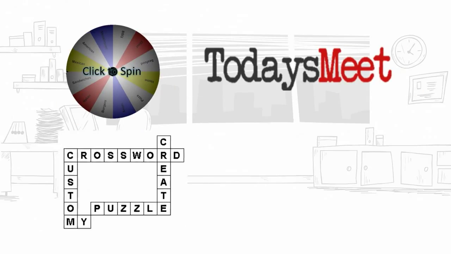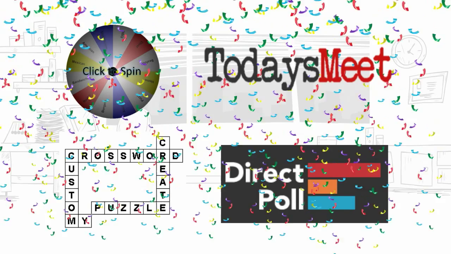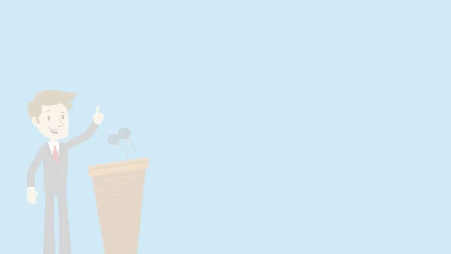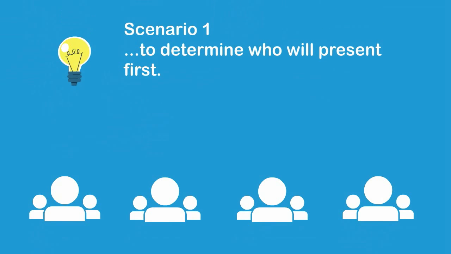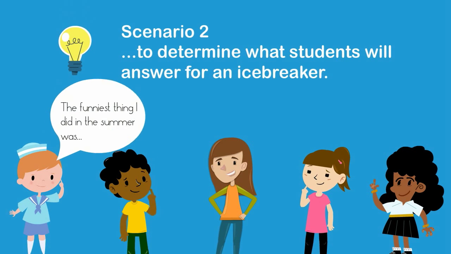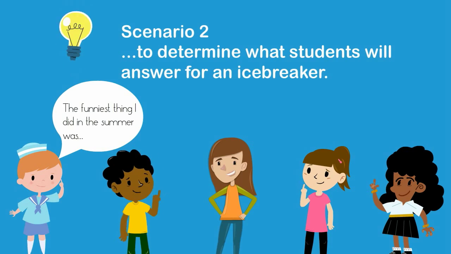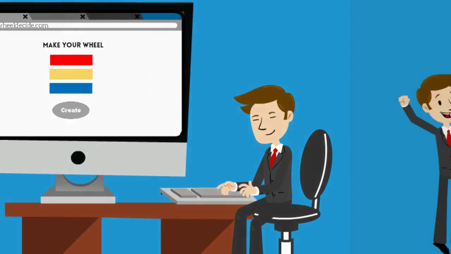In this video, we'll introduce you to several free web tools that'll help you engage your students without revamping your entire instruction plan. Wheel Decide is a virtual spinner that helps you make random decisions in certain occasions, like when there are a number of group presentations and you need to figure out who goes first. Or on the first day of class, you might want individual students to choose a random question for an icebreaker. All you need to do is go to the website, type in as many options as you need, and let the fun begin.